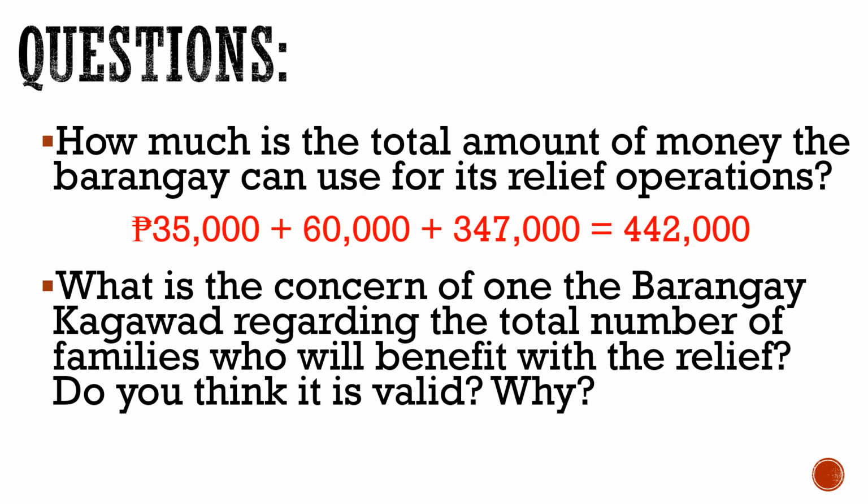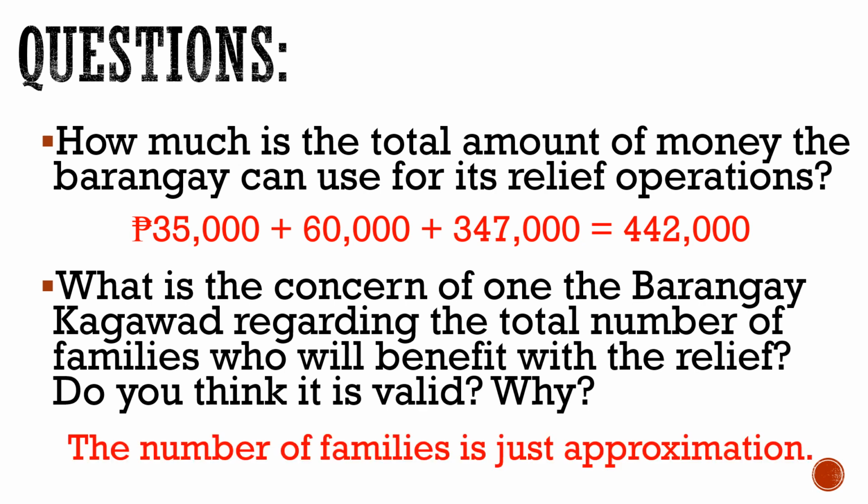So, yung sagot po sa una, 35,000 plus 60,000 plus 347,000, that is 442,000. Nabanggit na po yan dun sa kwento sa comics, no? And then, yung concern naman po ng isang barangay kagawad is the number of families is just approximation. Valid daw po ba yung concern niya? Valid naman po talaga kasi hindi naman po talaga natin alam kung masasabi talaga agad kung ilan po yung total number of families sa barangay.